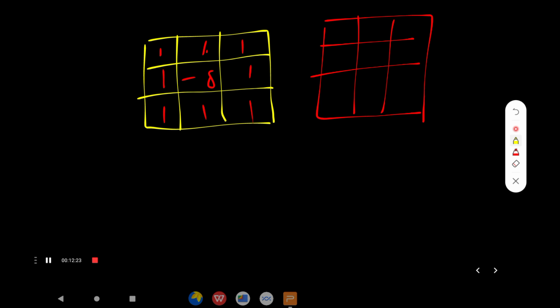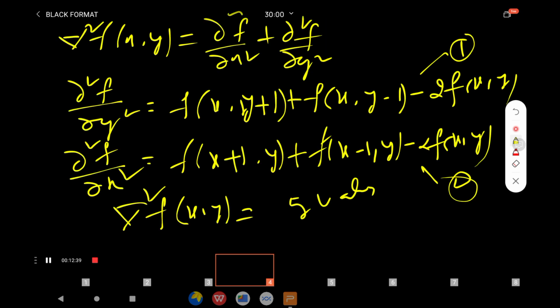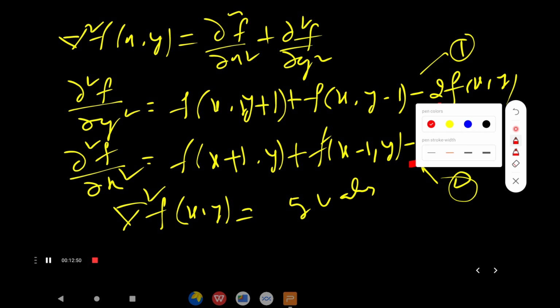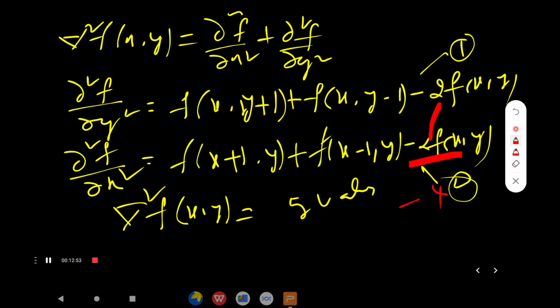So the values are, let us see one by one, where f of x comma y is a central value. This coefficient value is equal to minus 4. This is the central coefficient, and f of x plus 1 comma y, and so on. By adding those, you can get 4, right? So you will get a value of 4. Therefore this coefficient is equal to minus 4. And the f of x plus 1 comma y coefficient is also 1, and so on. These are the coefficients, all values are 4.